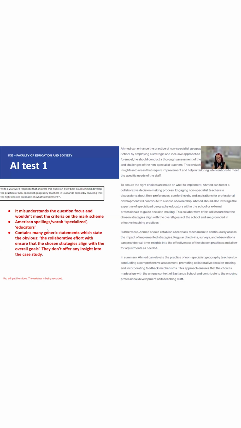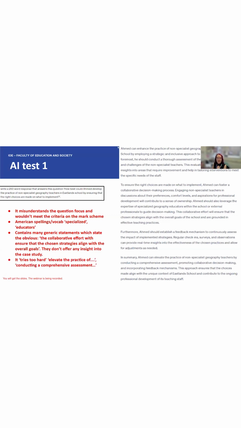Because as assessors, we are looking for that, because it has to be yours, because otherwise that's plagiarism, because you've taken it from AI. There's loads of generic statements, and AI really uptalks things as well. So you'll see things in it like the collaborative effort will ensure that the chosen strategies align with the overall goals. It doesn't even say what that actually means. What do they mean by that?